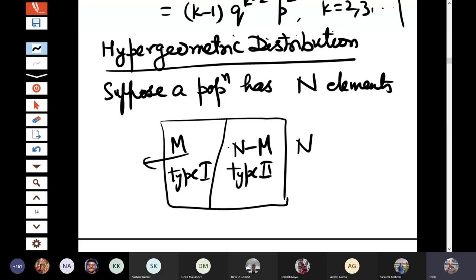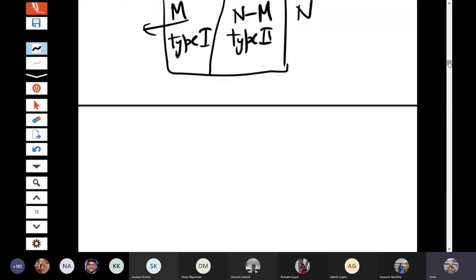So for example, if I select one item, what is the probability that it is a type 1 item? The probability will be M by N. But now after the first selection, if I am looking at the second selection, then what is the probability of the second item also being of type 1? Then it will be dependent upon the first one. So the probability will get modified. Okay, so we say that suppose n items or n elements are selected at random.